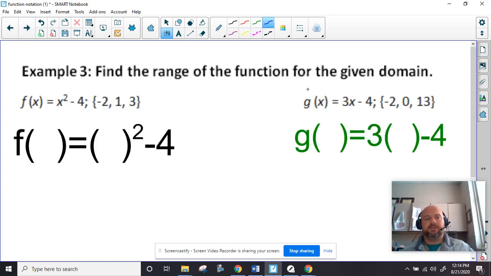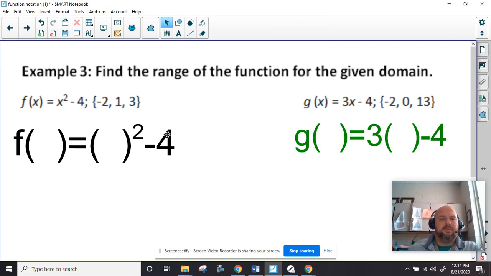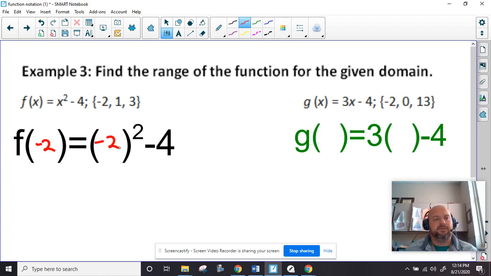Now, find the range given the domain. We're going to go a little bit more into this later. But basically, here's your functions. So I'm going to do one right here. I'm going to just plug in negative 2.